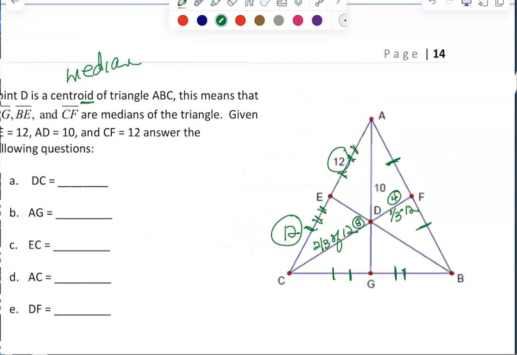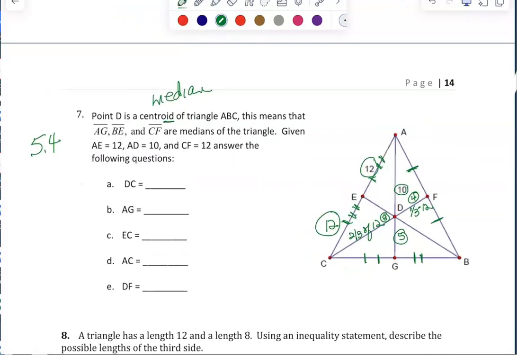So with that in mind, if I know that AD is 10, that's the longer piece, then DC must be half of that, so that's going to be 5. Okay, so these are the things that I know given the information that was provided in the question. So now let's see if we can answer everything.